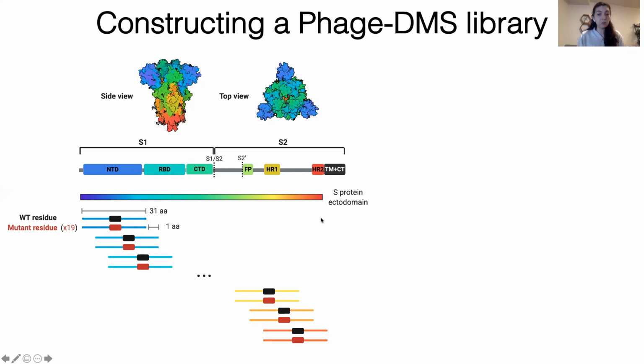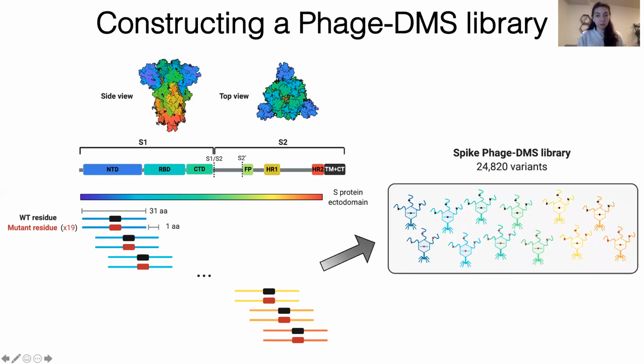Once we have computationally designed all of these sequences, we send these out to a company to synthesize on a DNA microarray. These get sent to us as an oligo pool. Then we can clone these sequences into the T7 display vector. This creates our final Phage-DMS library. In particular, for the spike Phage-DMS library that I have built, there were 24,820 variants in total.